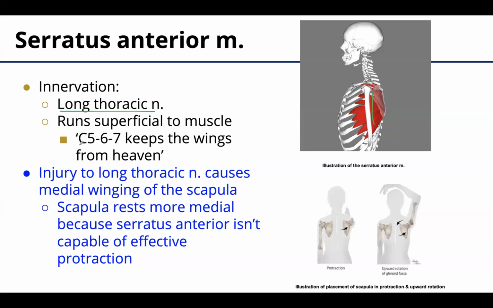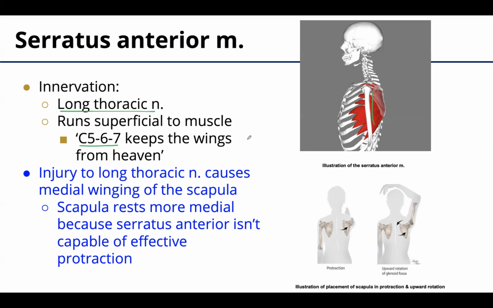And the long thoracic nerve is going to be a nerve of a plexus. And so it's going to be derived from axons from 3 different spinal cord segments. So C5, C6, and C7, they're all going to send certain fibers to form the long thoracic nerve. And so you may hear this mnemonic: C5, C6, C7, keep the wings from heaven.